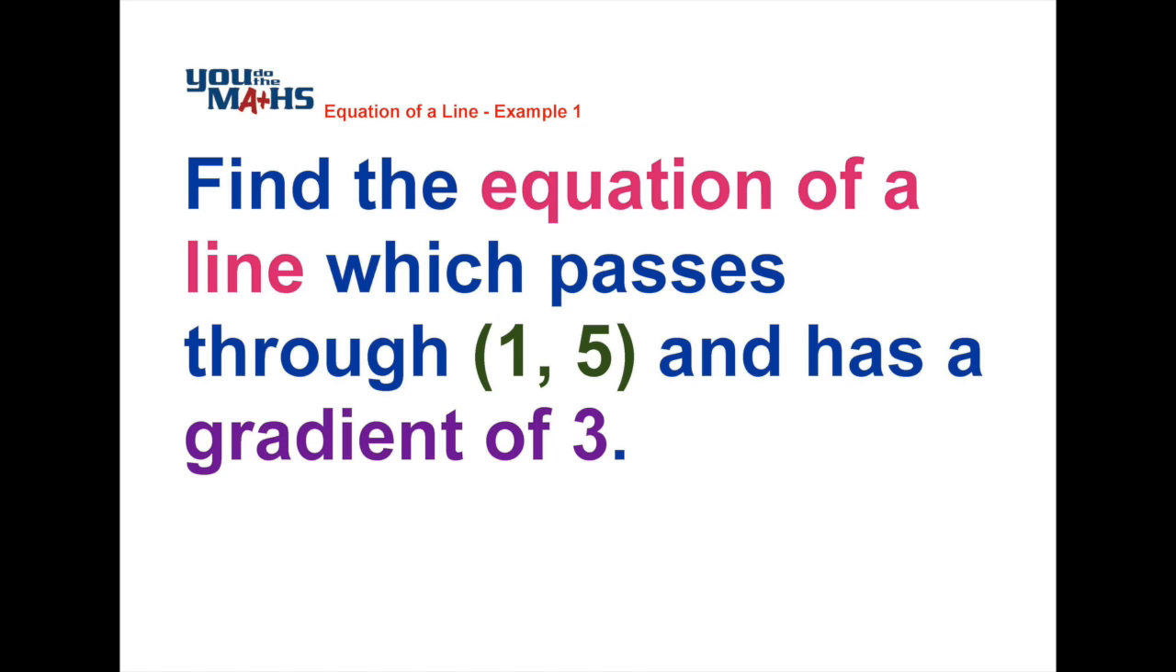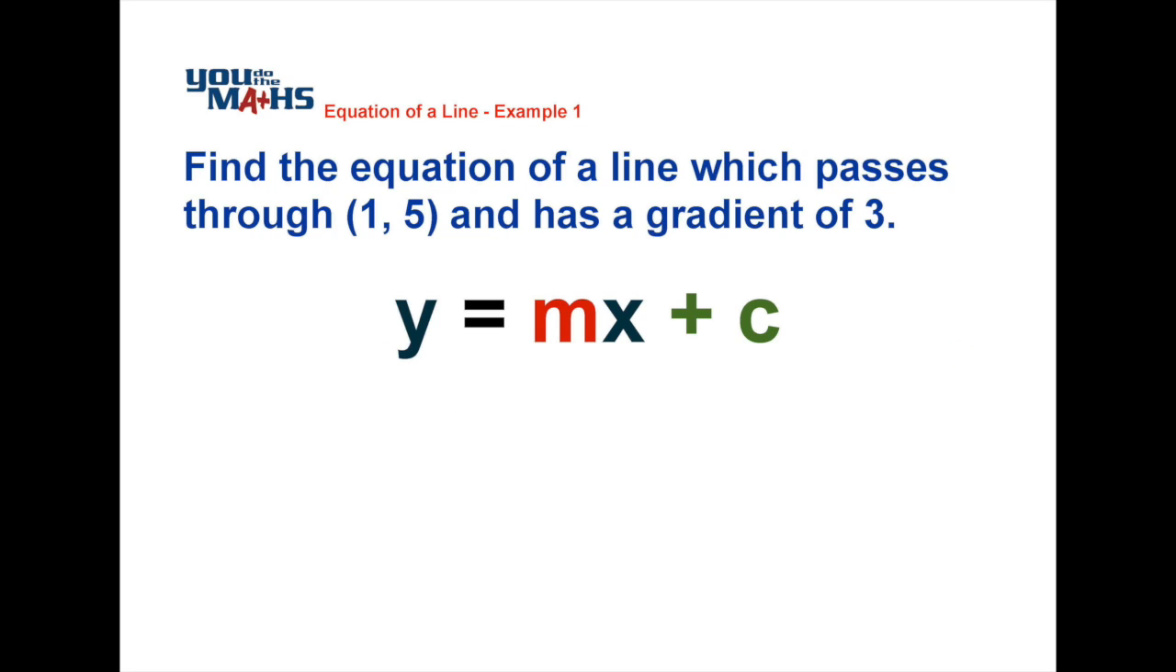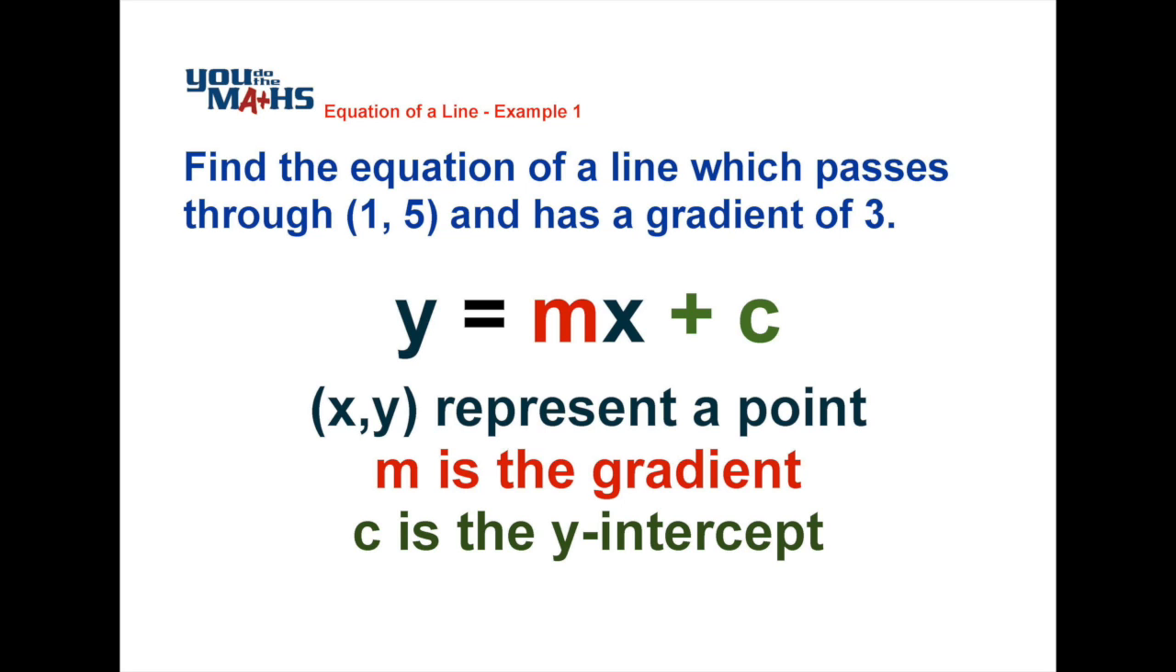Now when you're asked a question, in this case to find the equation of a line, we need to look at the basic form. And the basic form is y = mx + c, where x and y represent any point on the line, m is the gradient of the line, and c is the y-intercept.